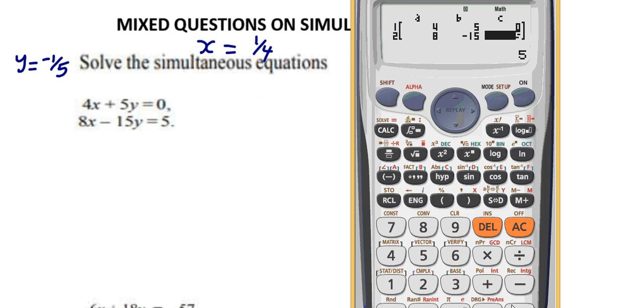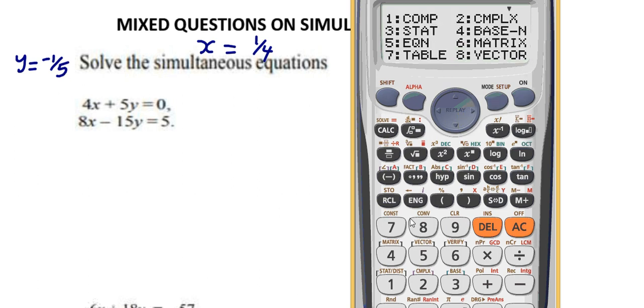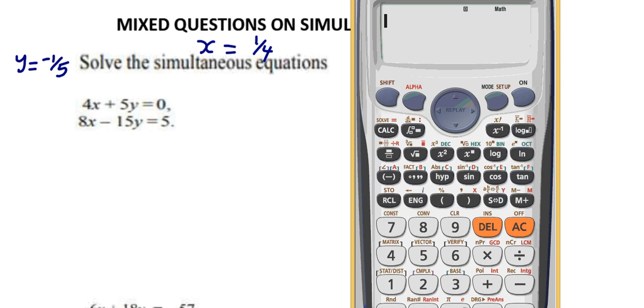Now, when you hit equal to for the second time, can you see that? x is 1/4. Now, students will ask, can I leave the answer as a decimal? The answer is yes, you can leave the answer as a decimal. So it will be 0.25. But otherwise, let us put it as a fraction, 1/4. Again, when you hit equal to, you'll get y is negative 1/5. And this is what we got, y equals negative 1/5. I hope that helps. Then let us go to the next question.